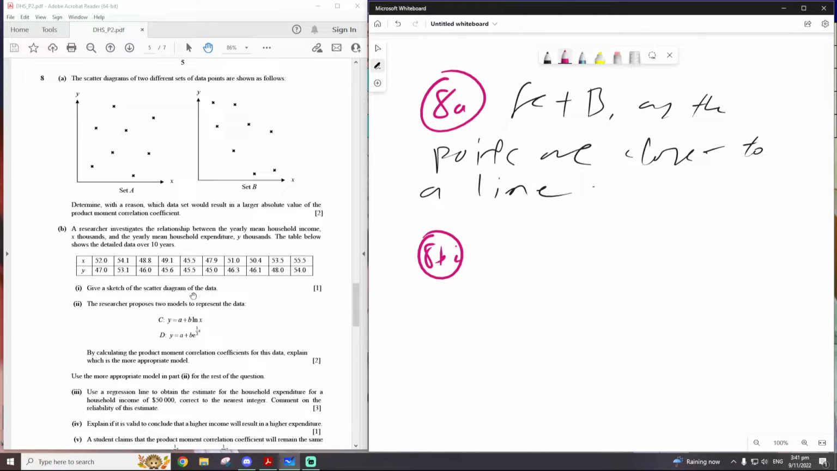8B part 1. Okay. You need to draw the scatter diagram. So same as usual. Make sure that you label your max and min. I'm not going to draw the whole thing because I think you guys know how to draw a scatter diagram. The scatter diagram looks something like that.